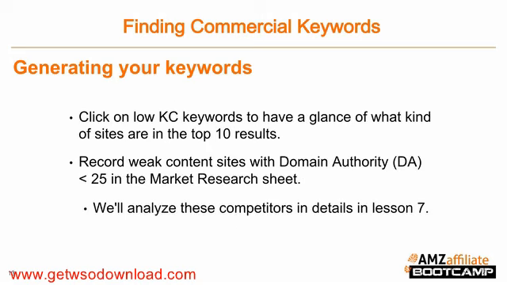Click on the low KC keywords to have a glance at what kind of sites are in the top 10 results. Record any weak content websites with domain authority less than 25 in the market research sheet. This is a good target because we can probably beat them out. And we'll do more in-depth analysis of these competitors in lesson 7.